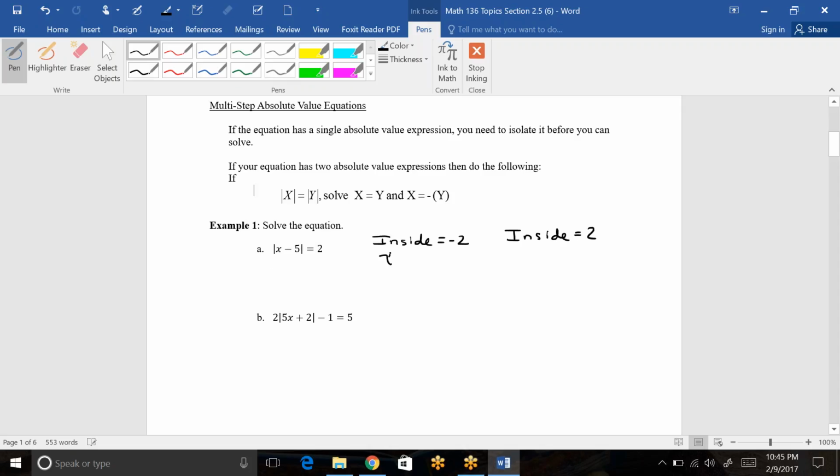The inside is just x minus 5. So x minus 5 equals negative 2. x minus 5 equals positive 2. If we add 5 over to this one, we get 3. And if we add 5 on this side, we get 7. So 7 and 3 are equidistant from 5. And in fact, they are 2 away from it.